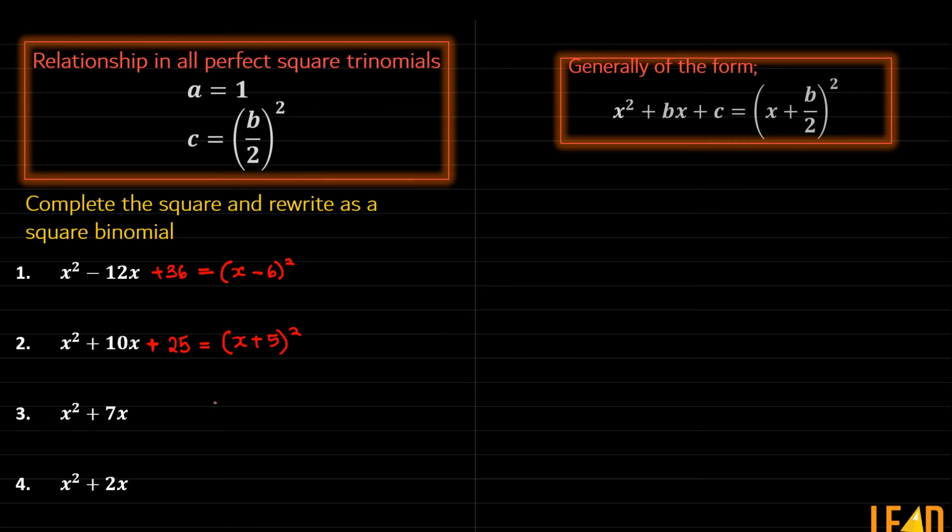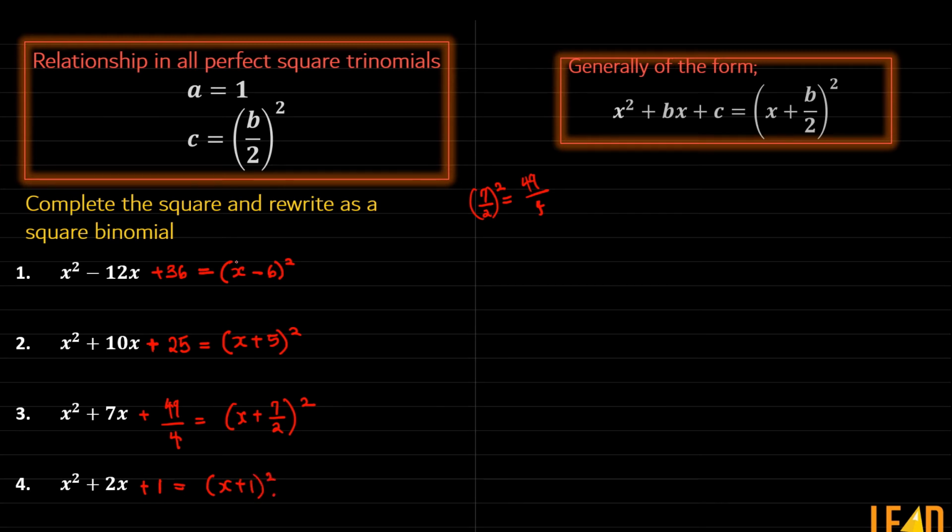We're getting somewhere. This one is x squared plus 7x. I need to put plus 7 over 2 squared, right? Which would be 49 over 4. So plus 49 over 4, which is equal to x plus 7 over 2 all squared. Finally, for this one, this is plus 1, because b over 2 is 1, and 1 squared is 1. So it's going to be equal to x plus 1 squared.